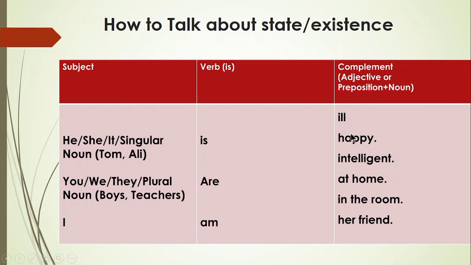For example, he is ill, he is happy, she is intelligent, she is at home. You are ill, you are happy, you are intelligent. I am happy, I am intelligent, I am ill.